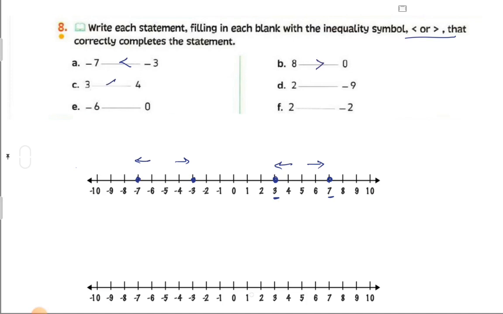Just like here, 8 and 0, of course 8. 3 and 4, of course 4. 2 and negative 9. Any positive is greater than any negative, because all positives are to the right and all negatives to the left. Of course, every positive is greater than any negative. 0 and negative 6, of course 0. 2 and negative 2, of course 2 is greater than negative 2.